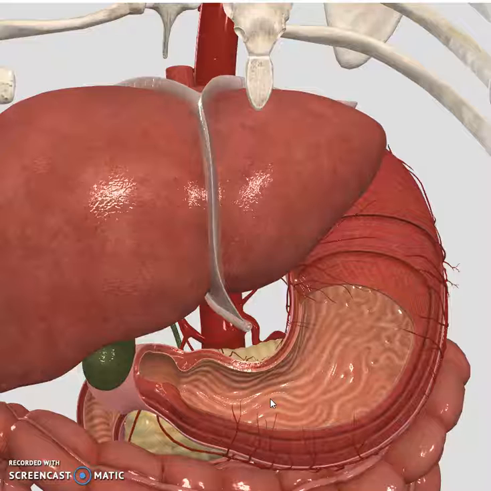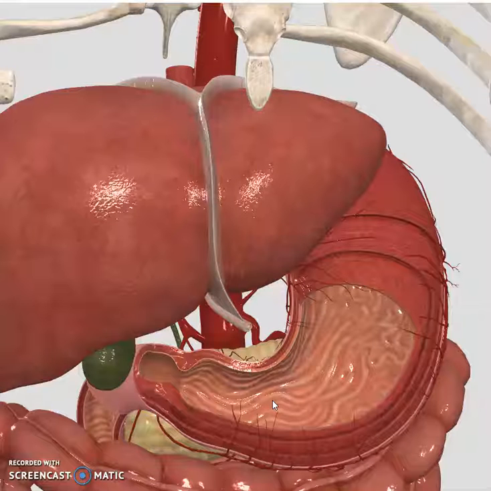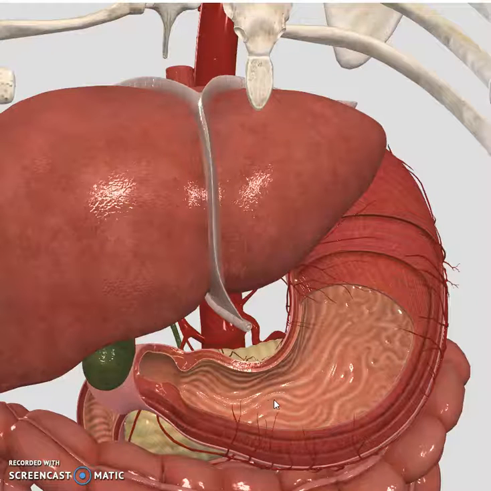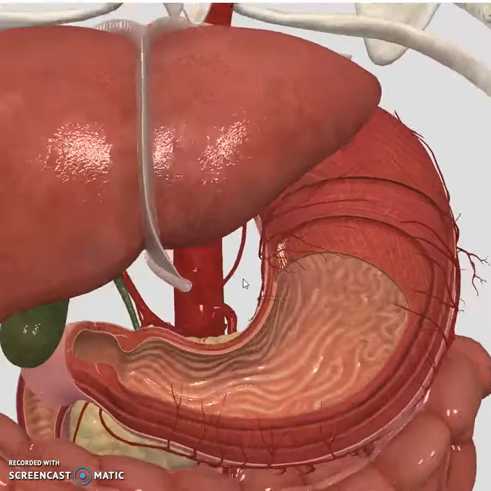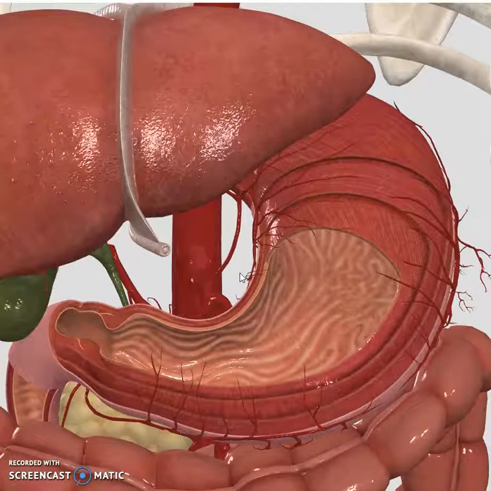Let us get started with the celiac trunk first. The branches of the celiac trunk, you need to remember this very importantly. Mainly we have three branches. The first one is the left gastric artery, I'll show it later. The second one is the splenic artery, and the third one is the common hepatic artery. So let us get into this anatomy 3D.